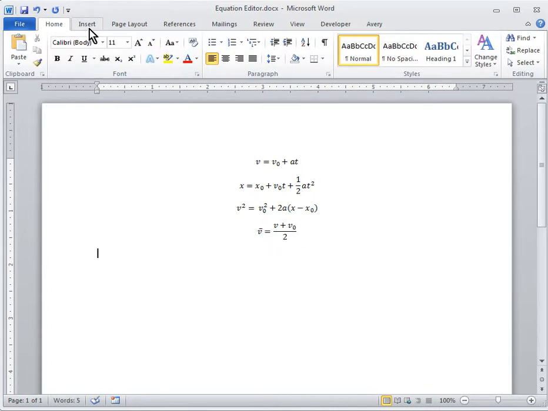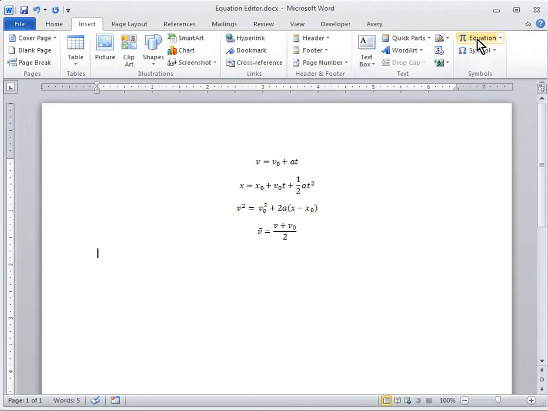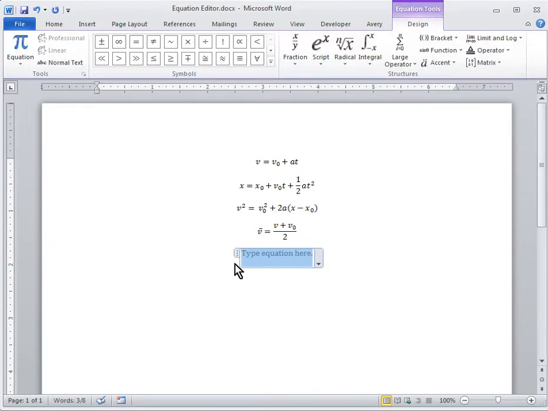The way you do it is insert an equation. It puts a type equation here bar in there, and you can just start typing. Let's do this. V equals V0 plus AT. So we'll say V equals. It automatically does a lot of the spacing for you. But now we've got our first, what do we do here?